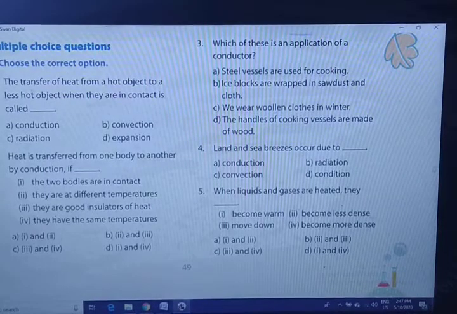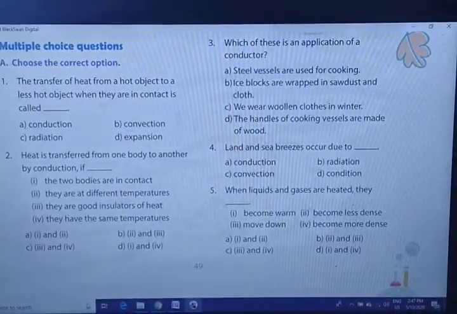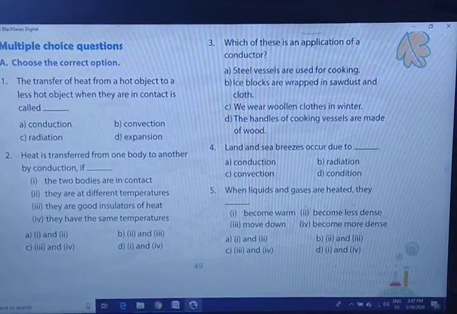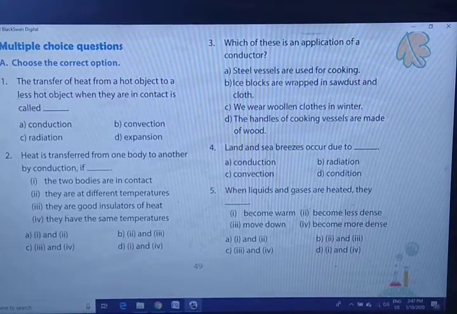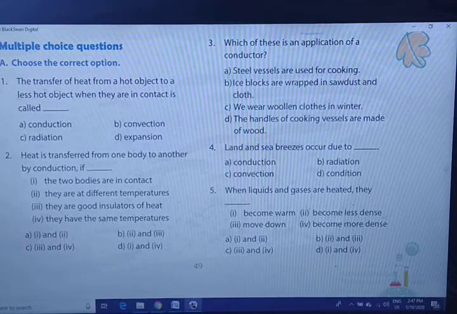So you can see this MCQ question. The transfer of heat from a hot object to a less hot object when they are in contact is called conduction, right? So the four options are given. Option A is the right answer. You can just write this question answer because these MCQs are not present in the NCERT PDF, but still you have to write these answers because the same questions are going to come in exams. So you can write: the transfer of heat from a hot object to a less hot object when they are in contact is called conduction.